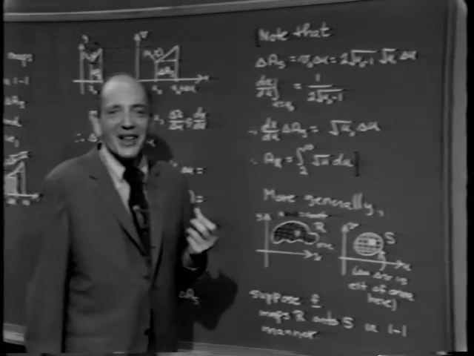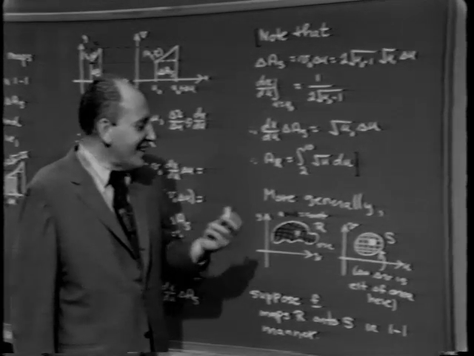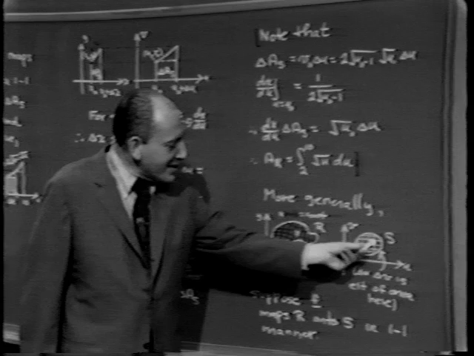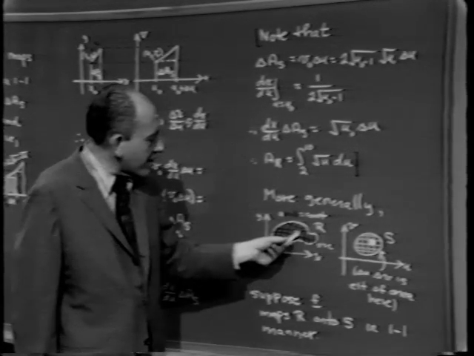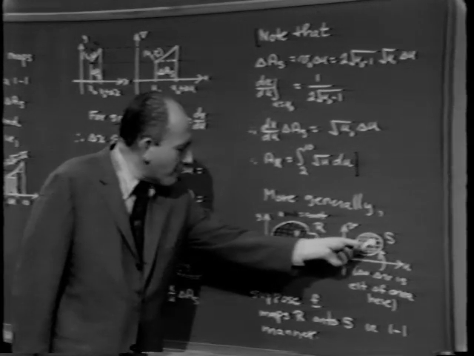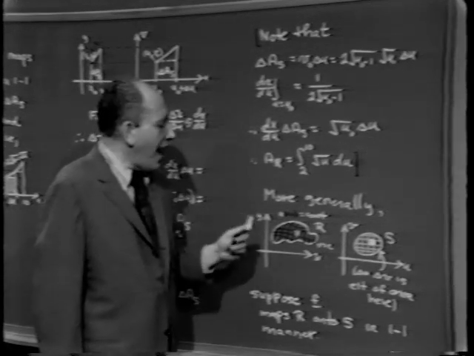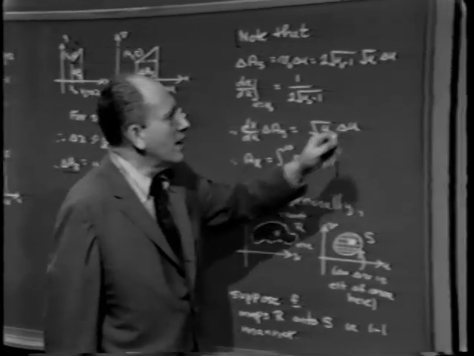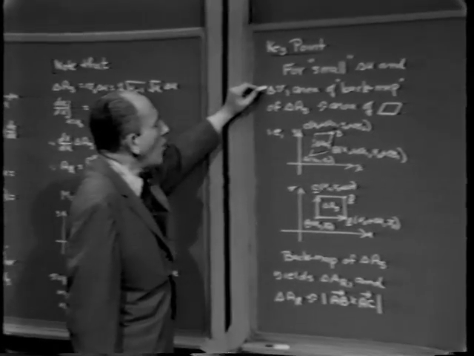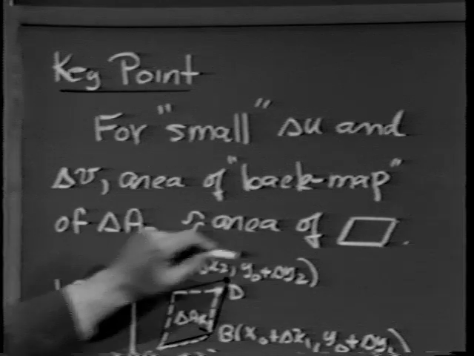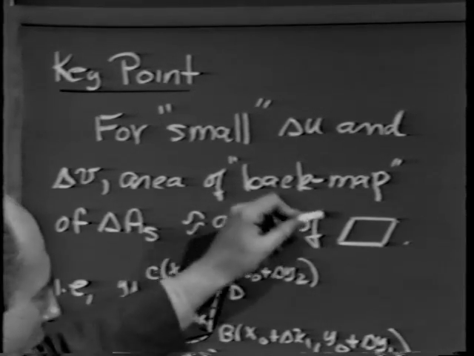And again, let me show you what that means in terms of just an enlargement. As I did before, let me take this little piece over here and really blow it up. Let me take this little piece that is the back map of this. In other words, the piece that maps into this, let me blow that up. And the idea is this. If I pick delta u and delta v sufficiently small, notice that the area of the back map of delta a sub s is approximately the area of a parallelogram.